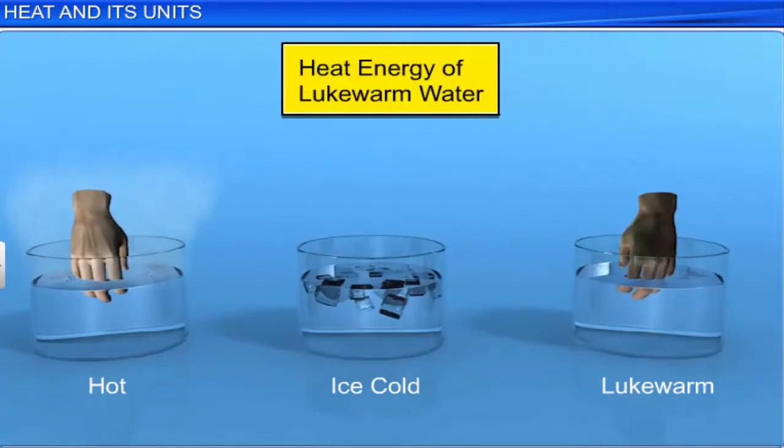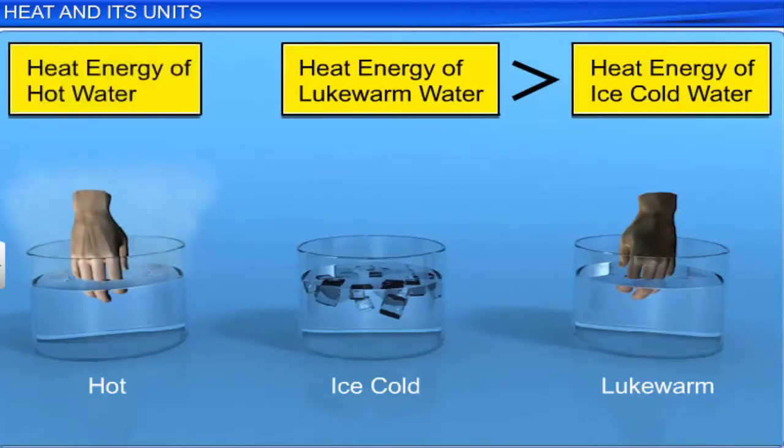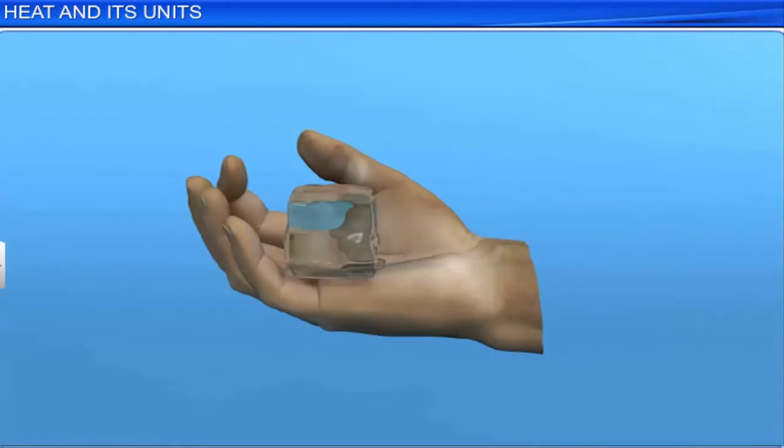The lukewarm water contains more heat energy than the cold water. Similarly, the hot water contains more heat energy than the lukewarm water and the cold water. Let us see another activity. Take a small ice cube in your hand. Your hand is at a higher temperature than the ice cube. Then, the heat energy transfers from your hand to the ice cube. Since you are losing heat energy to the ice cube, you feel that the ice cube is cold.